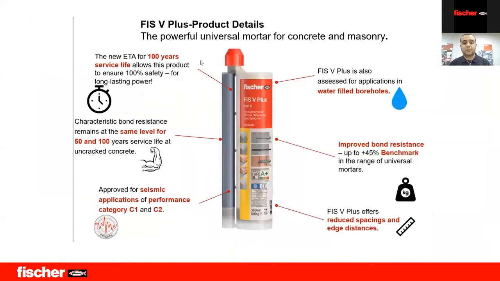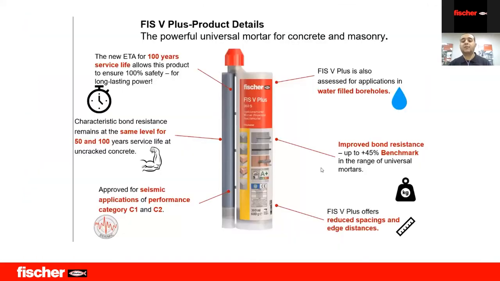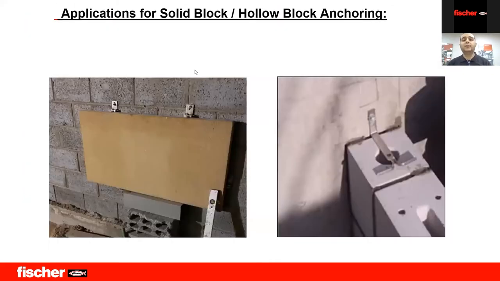So for the FIS V plus, it's our another chemical, very versatile also for the concrete and the block. It has got the approval of 100 year service life. Also the characteristic bond strength has been increased with the seismic application for the category C1 and C2. And more importantly, it will be approved for the water filled boreholes, and it will give us versatility for the reduced spacing and edge distance, as we have discussed for the chemical anchor itself, because of the reduced stress. So this will cover for the related fixations into the hollow block and the solid block.